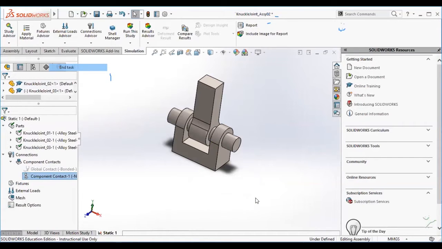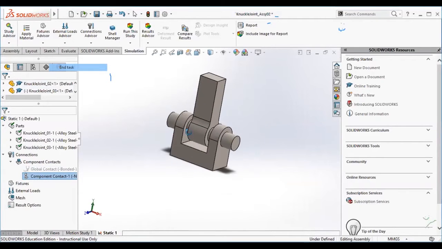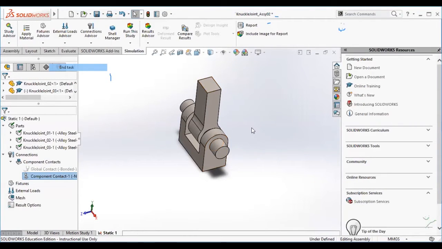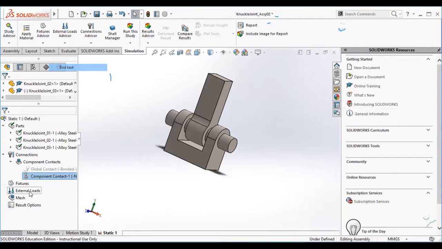I'm still seeing some annotations here, so let me disable the annotations. Okay. So the next thing is we are suppressing the global contact. Next, we have to apply the boundary conditions. I apply fixed boundary conditions on the bottom, apply load on the top, and we'll see how the system will deform.